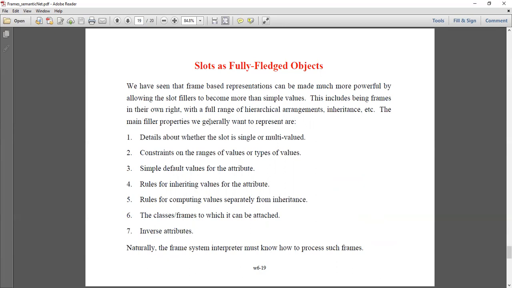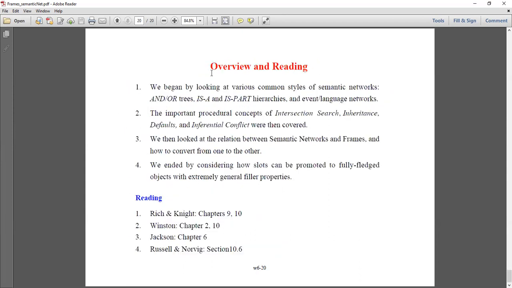The main filler properties we generally want to represent are details about whether the slot is single or multi-valued, constraints on the range of values or type of values, a simple default value for the attribute, rules for inheriting value for the attribute, rules for computing values separately from inheritance, and classes of frames to which it can be attached, inverse attributes. So basically frames are nothing but a set of slots, and slots will contain the fillers. So this is all what we have discussed in today's lecture.